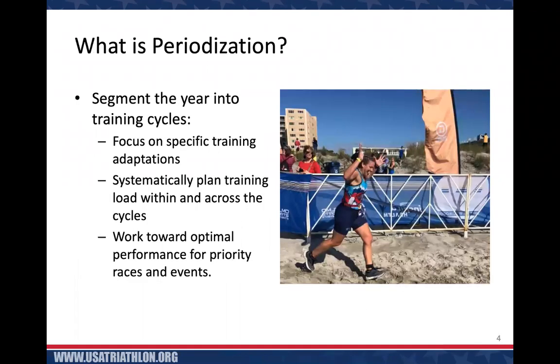So first, what is periodization? A periodized plan segments your training year into targeted training cycles that do a few things. They help you focus on specific training adaptations, like improving your strength, your endurance, your speed, and the like. It also allows you to systematically plan the training load both within and across training cycles. It allows you to work optimally to your best performance at your key races and events.